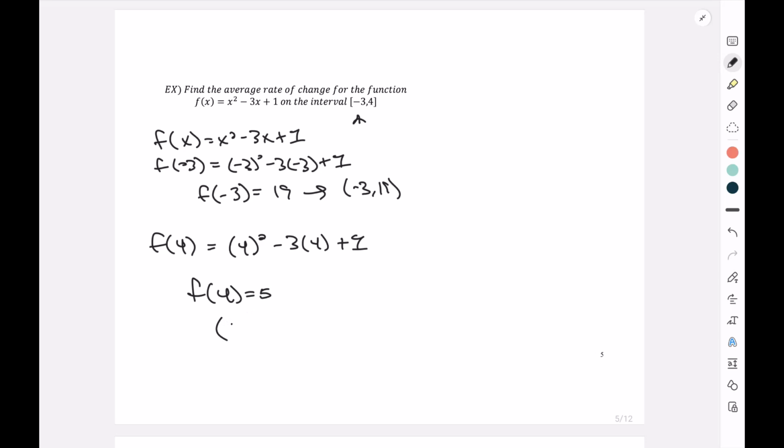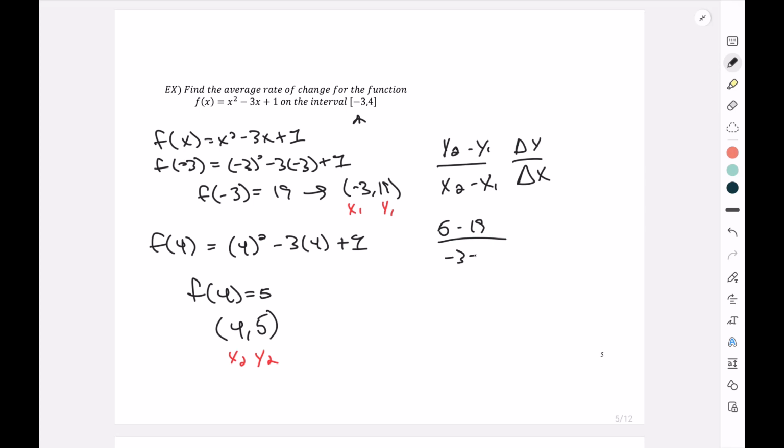And the ordered pair would be 4, 5. So now we have our x1, y1, x2, y2. We can plug those in and see our slope. So y2 minus y1 all over x2 minus x1. So 5 minus 19 all over negative 3 minus 4. And we're going to get negative 14 over 7, and that simplifies to negative 2 over 1, or just negative 2.